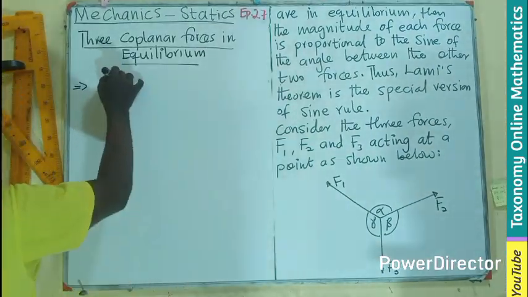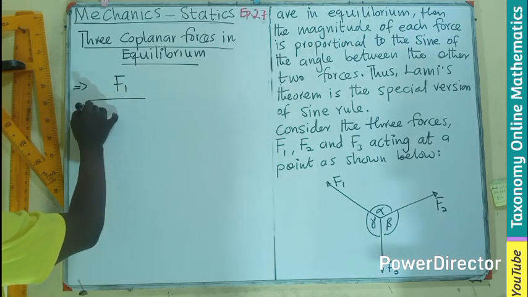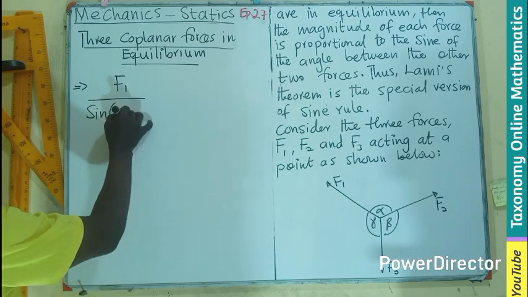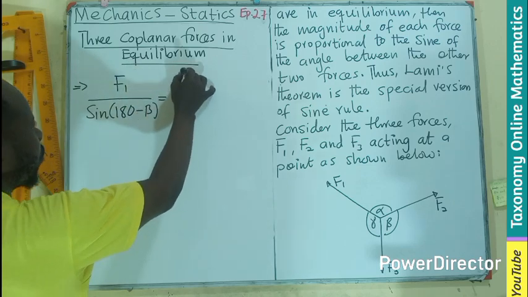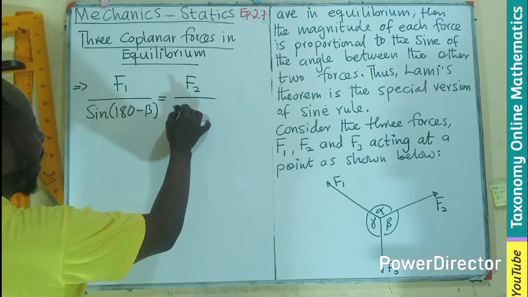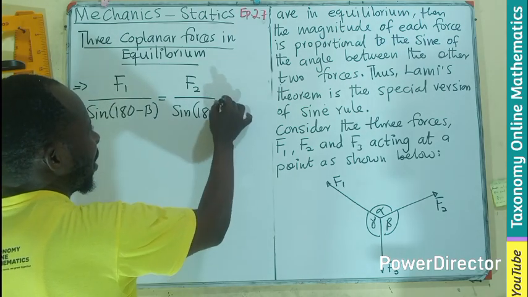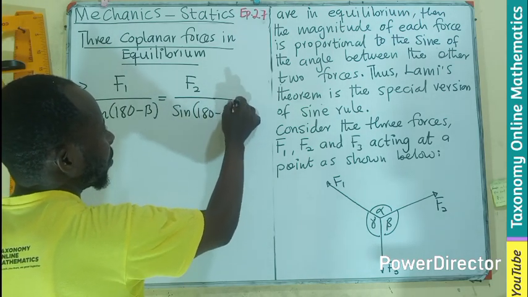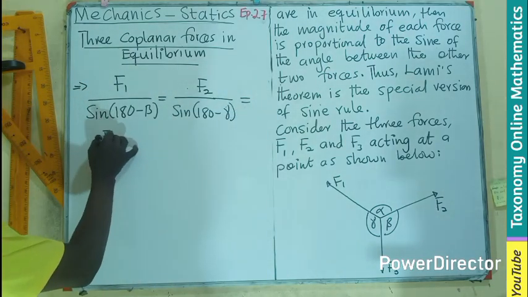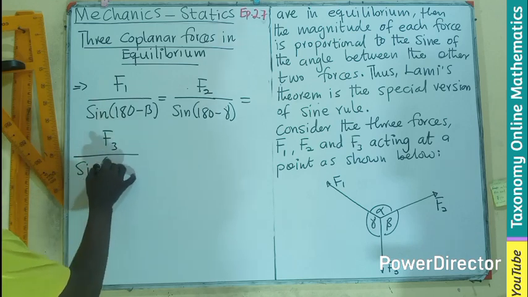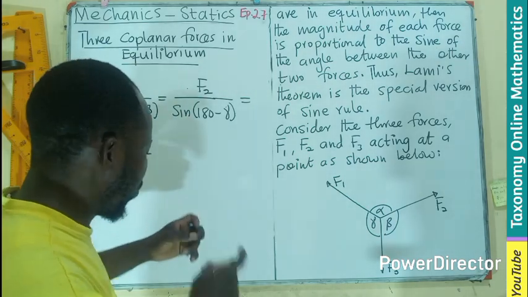That will imply that force 1 divided by the sine of 180 minus the angle between the other two, which is beta, equals force 2 divided by the sine of 180 minus the angle between force 1 and force 3, that is gamma, and this will equal force 3, which is also divided by the sine of 180 minus alpha. Now, this is what we are having.